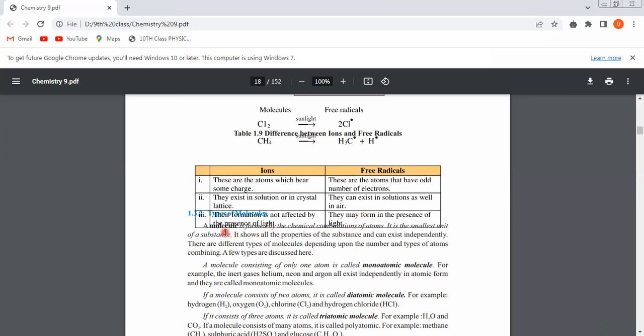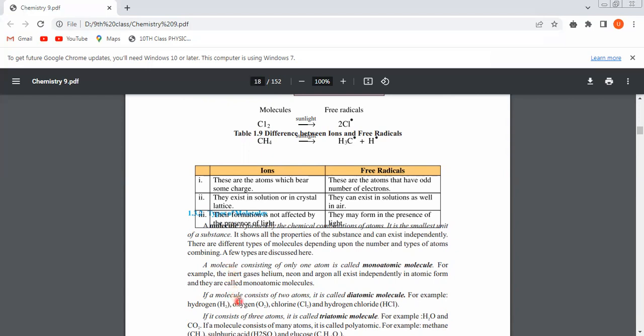Types of molecules. A molecule is formed by the chemical combination of atoms. It is the smallest unit of a substance. It shows all the properties of the substance and can exist independently. There are different types of molecules depending upon the number and types of atoms. Some types are discussed here. A molecule consisting of only one atom is called a monatomic molecule. For example, the gases helium, neon, and argon exist independently in atomic form and are called monatomic molecules.